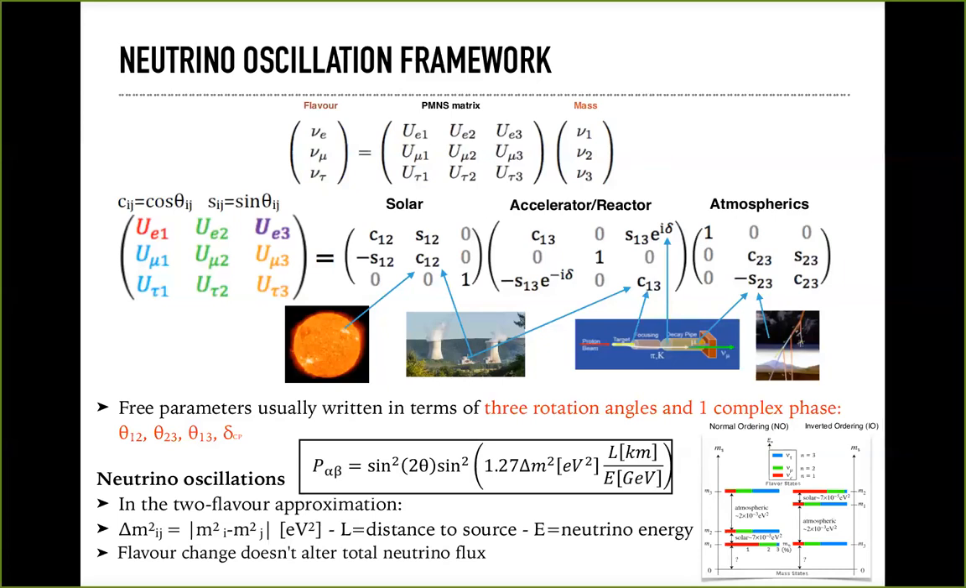These matrices can be represented as the product of 3 rotational matrices, and the parameters basically are related to different kinds of neutrinos, sector really, so depending on their characteristics of energies and the distance from the detection. So these are the solar neutrinos, accelerator and reactor neutrinos, and atmospheric neutrinos.